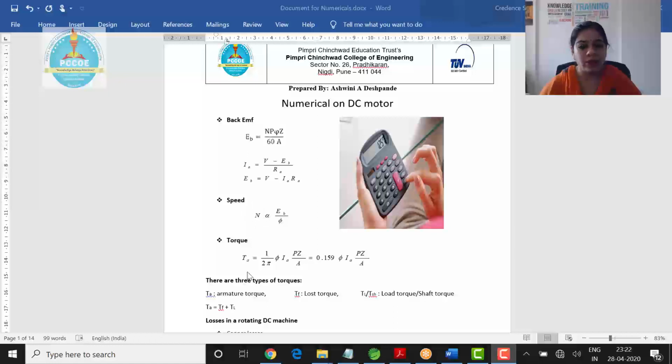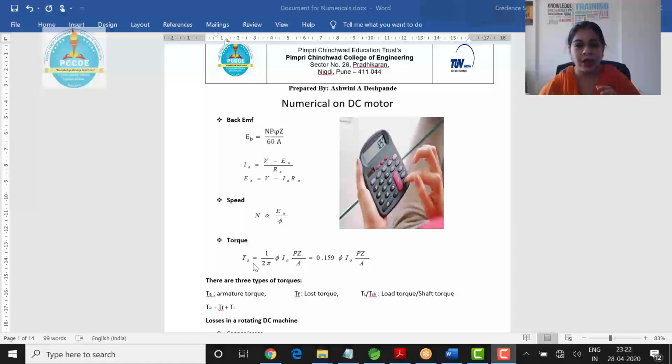Then torque equation. Torque is nothing but 1 upon 2π into φ into I PZ upon A, or the same thing can be 0.1595 into φ I PZ upon A. But if you remove the constant terms, I can write the equation of torque as torque is directly proportional to φ into I.